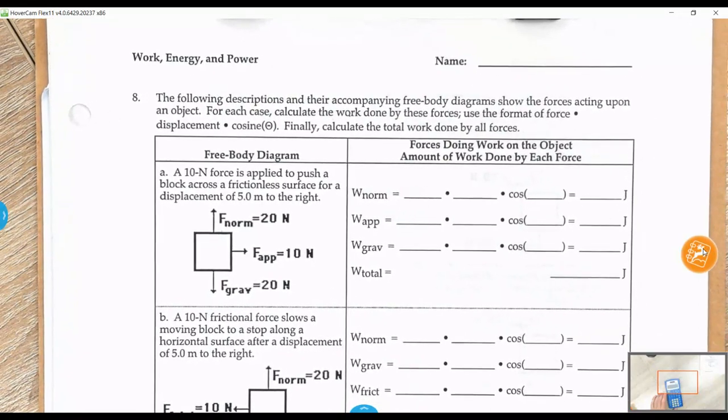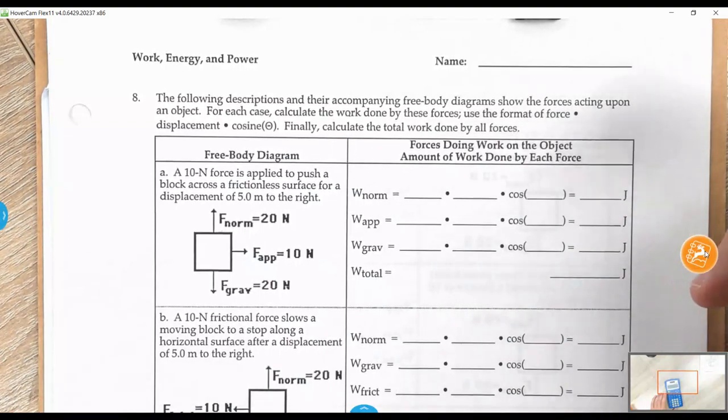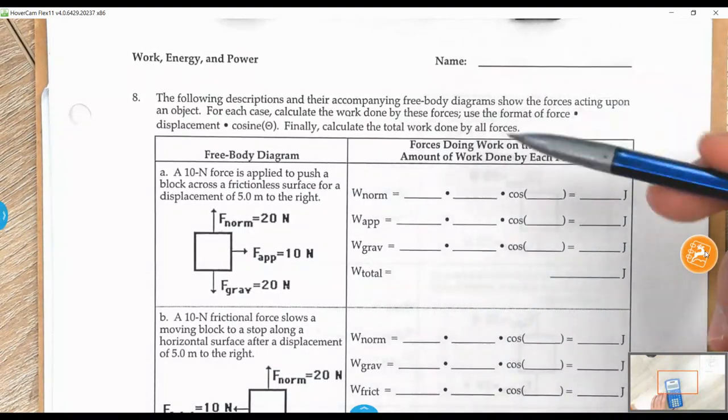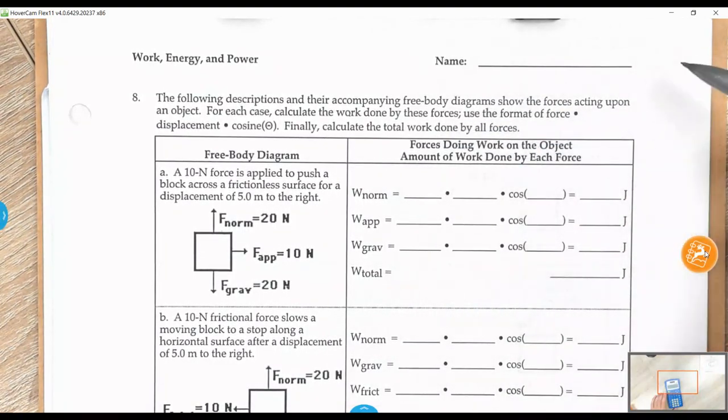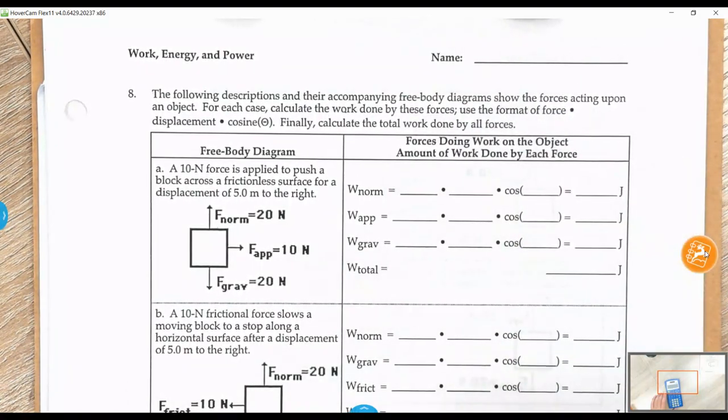Taking a look at network problems. So in these situations, you have your diagrams to the right. It's going to break down and give us all the information that we need. The following descriptions, and they're accompanied by free body diagrams, show all the forces acting on the object in each.